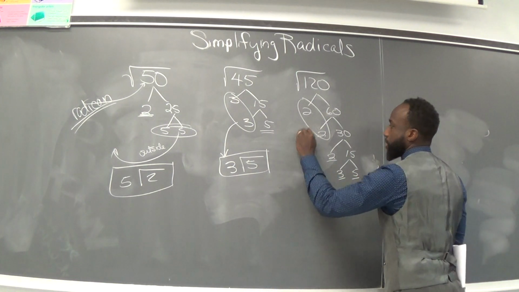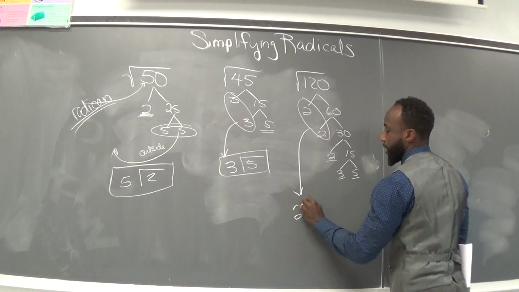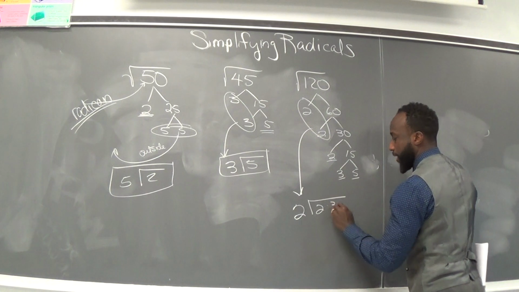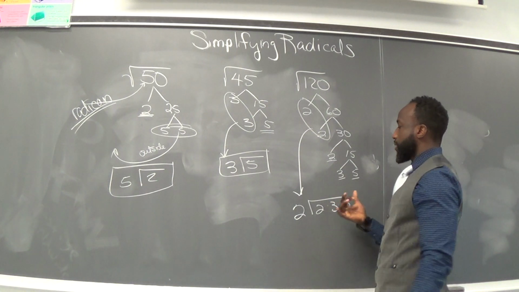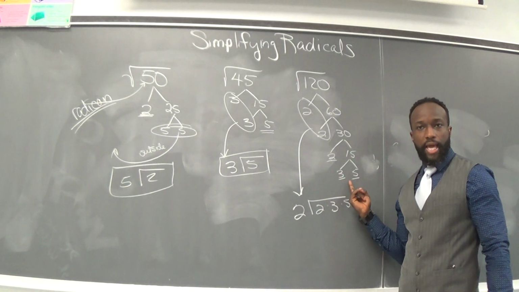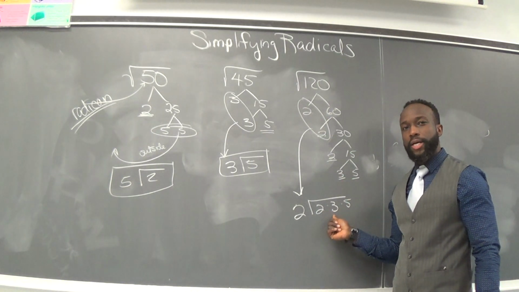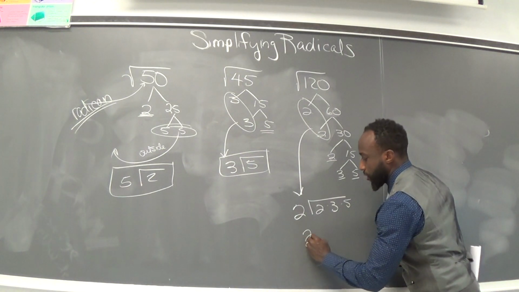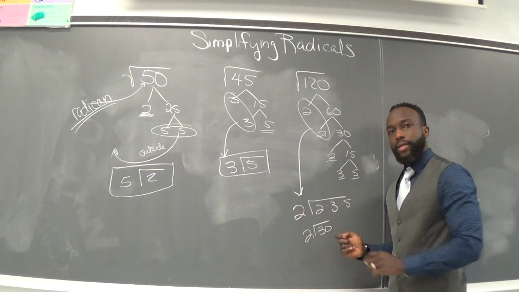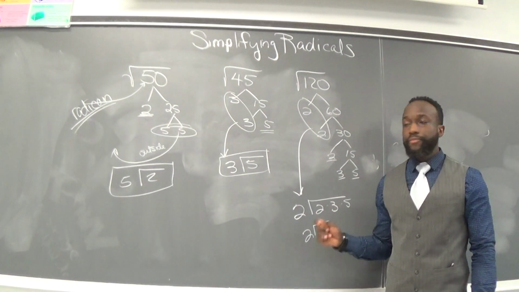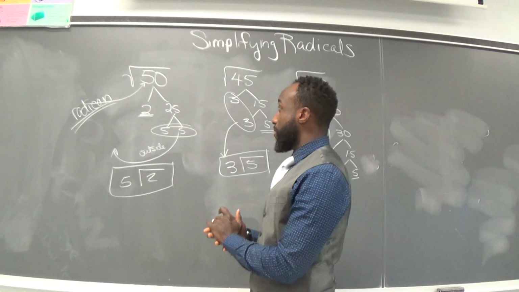So this is what happens. The 2 comes on the outside. Now inside we're left with a 2, a 3, and a 5. So what happens is you multiply these numbers together. So it'll be 2 times 3, which is what? 6. 6 times 5 is? 30. So the solution is 2 root 30. Alright? Does everybody see that? Yes, sir.